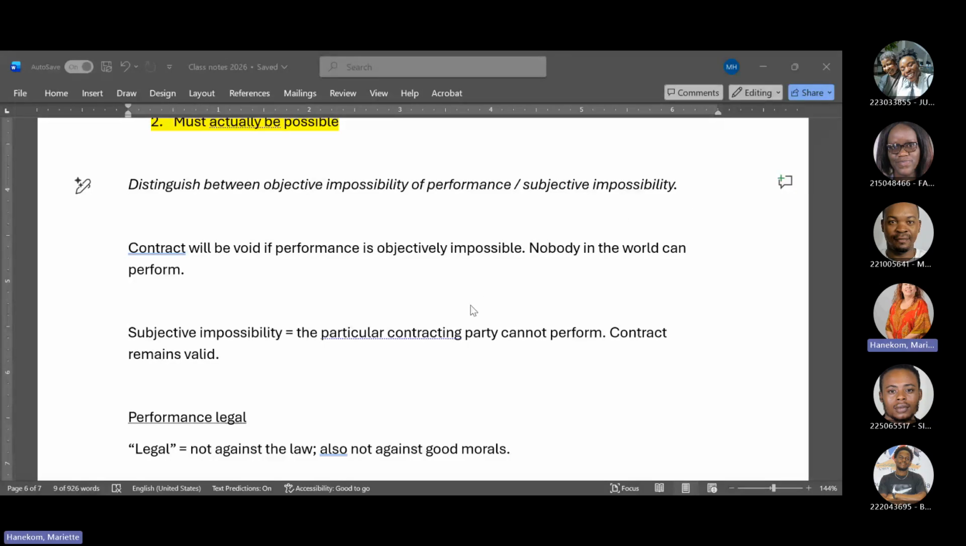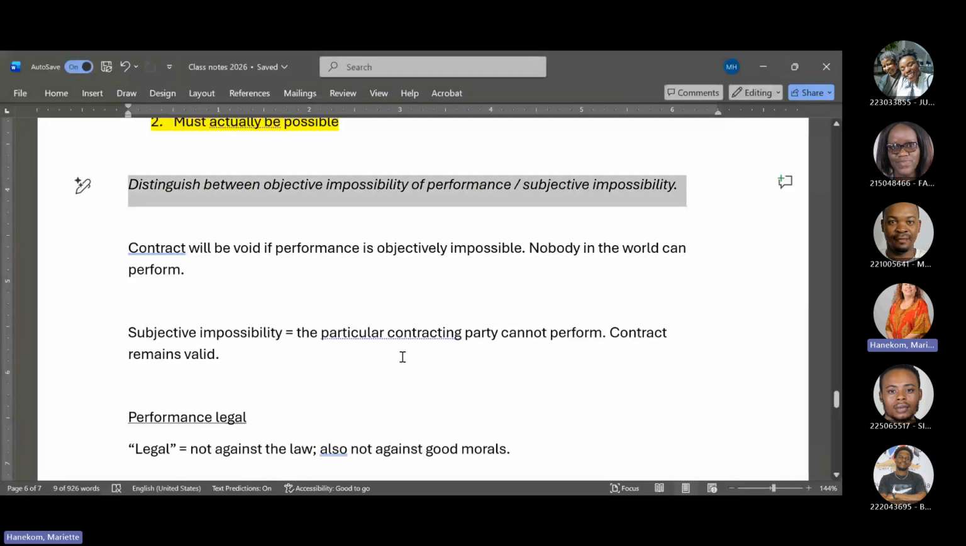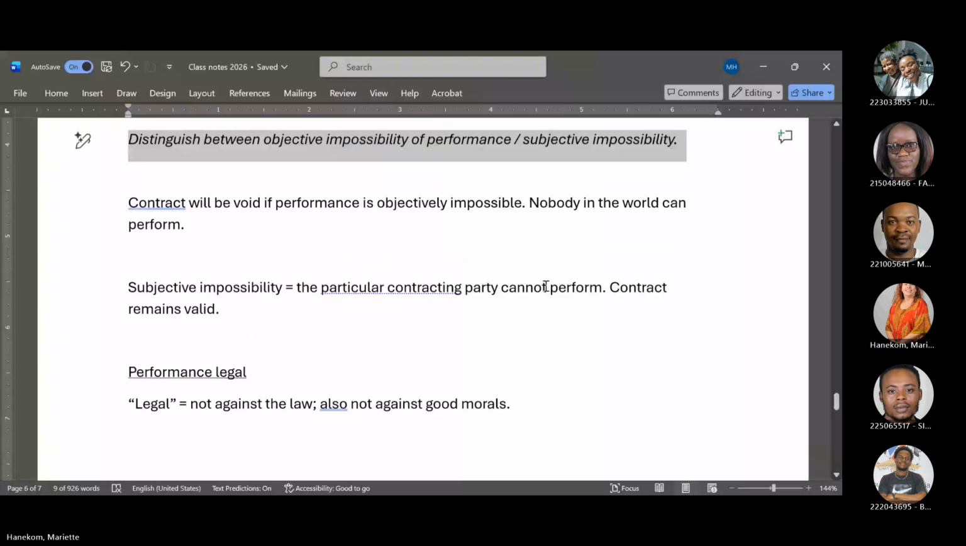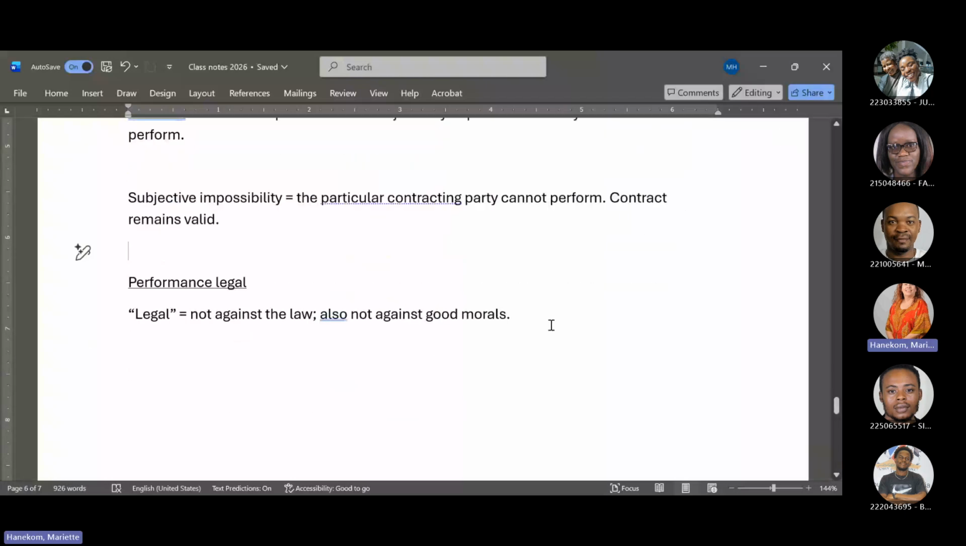So that is possibility of performance. Moving on then to performance must be legal. If performance of the contract is against the law, so selling of drugs, etc., obviously the contract is going to be void. With performance must be legal, we're not only referring to the law as such, but also contracts that are deemed to be against our good morals.